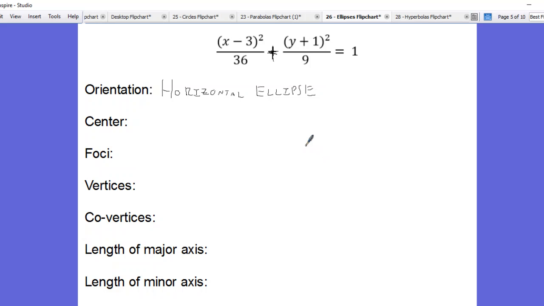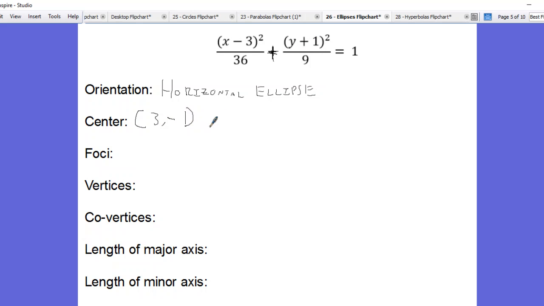All right, now the center. For our center, the x coordinate of the center, the h coordinate, goes with the x term, and the y coordinate of the center goes with the y term, but we just switch the signs. So minus 3, flip the sign. What's the x coordinate of the center? 3. And 3, minus 1. That's the center.